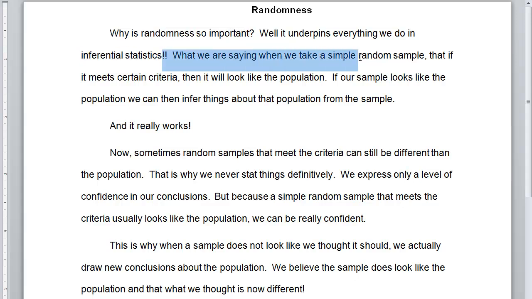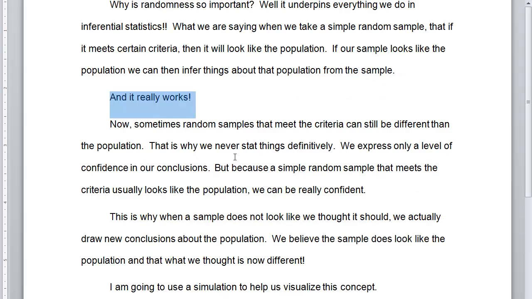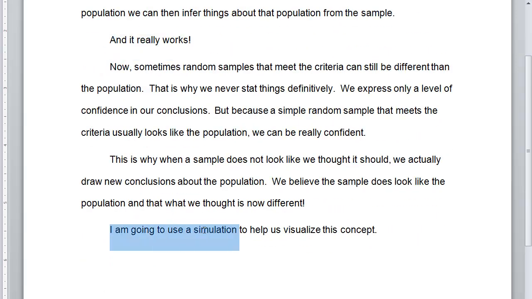What we are saying when we take a simple random sample, that if it meets certain criteria, then it will look like the population, okay? If our sample looks like the population, we can infer things about that population from the sample. And it really works, okay? I'm actually going to use a simulation to help you visualize this concept, all right?